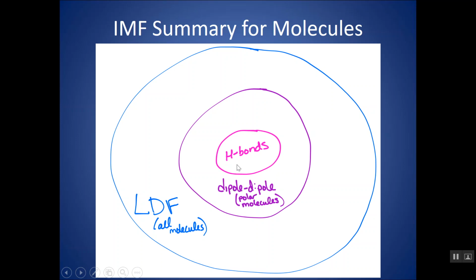Now if you have a polar molecule, but it has an H in one molecule and an N, O, or F in the other, and remember the requirements, then you not only have LDF, you not only have dipole-dipole, you also have hydrogen bonding. So it's kind of additive.